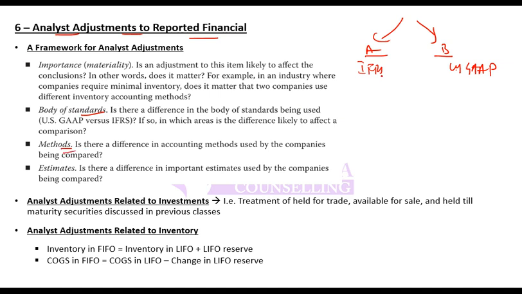Or methods, maybe this one uses a FIFO method and this one uses a LIFO method. Again, this will need to be converted to FIFO. So financial statement analysis is required. Estimates, maybe it has an estimate of 5-year useful life, it has 6-year. Or maybe it has straight line depreciation, it has accelerated depreciation. So again, changes are required, which means application of financial analysis. So this is how financial statement analysis is applicable.